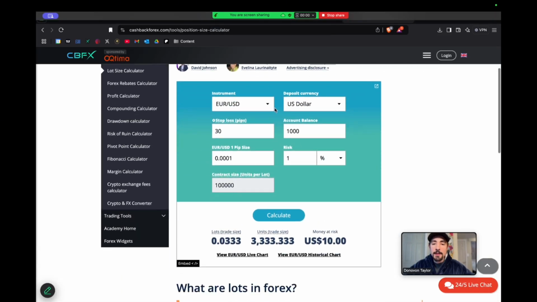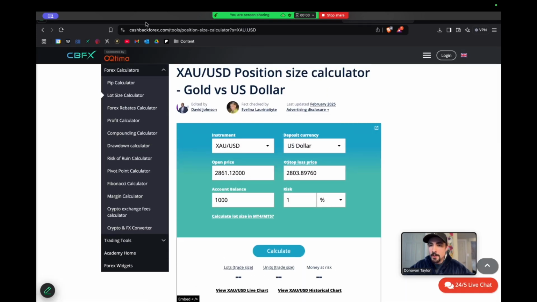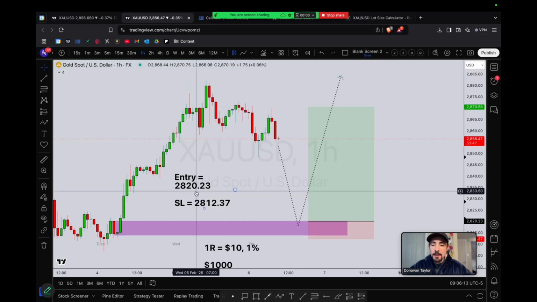What I'm going to do is go to instruments. I'm going to type in gold, pull this up. So far, so good. Nothing's different from before. All I'm going to do is copy and paste my stop loss and entry parameters.